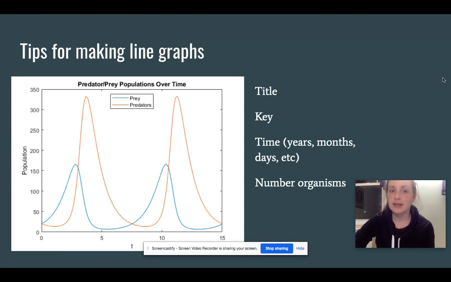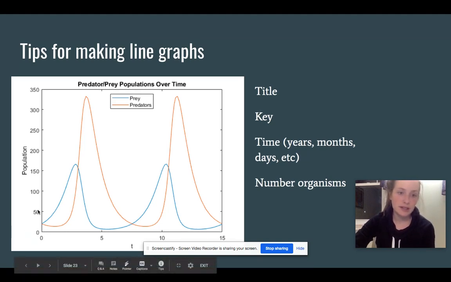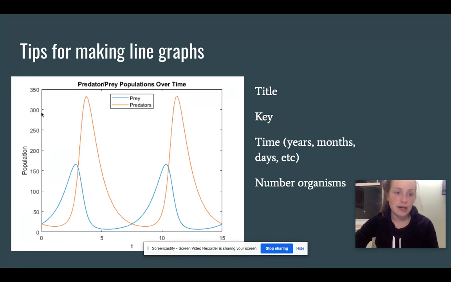You may have to make a line graph for predator and prey populations on your test. So these are a few things that are important for you to remember about line graphs. Always have a title, always have a key. In this case, we have prey and predator, but you'd really write the exact predator and the prey that I give you. The key explains the different colors that you used. Then time goes on the x-axis, which is down here. It could be years, months, days, whatever data you're presented with. And then here we have the number of organisms, or the population, on the y-axis.